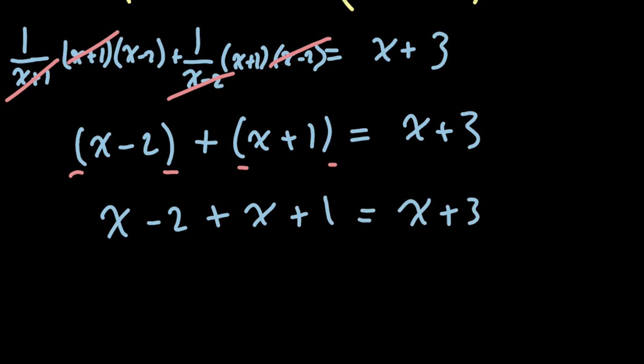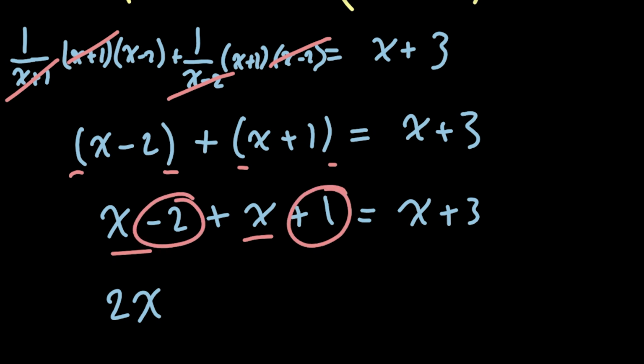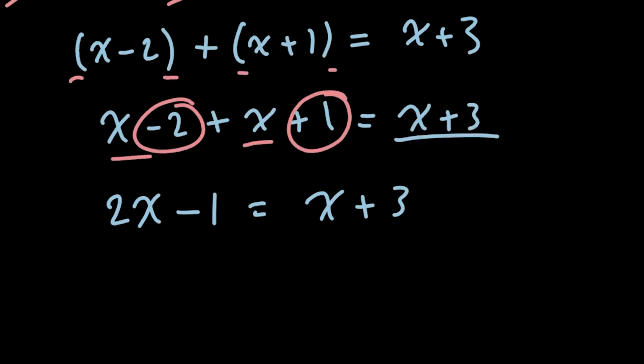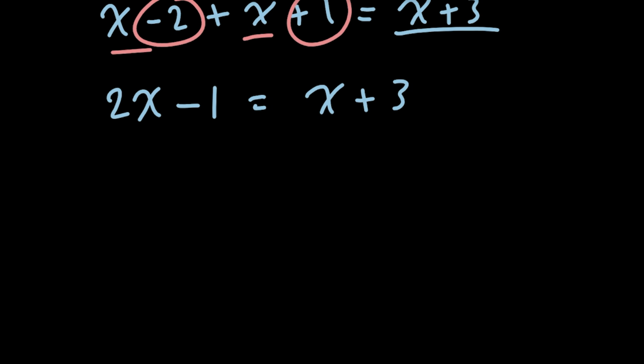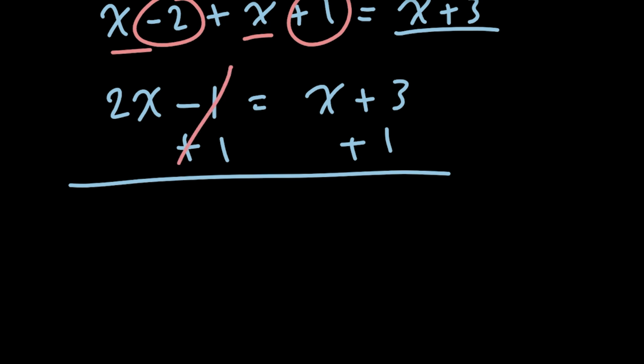Just notice here we have x, here we have x, so we can just write it 2x. Here we have minus 2 and here we have a plus 1, so we'll have minus 1. And that would equal x plus 3, which is this part. Okay, so now we'll just sum 1 in both sides. So we'll sum 1, so this one would be cancelled, and the remaining part would be 2x equals x.